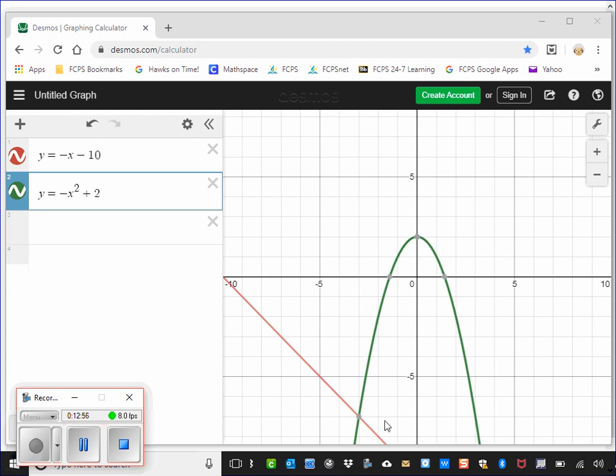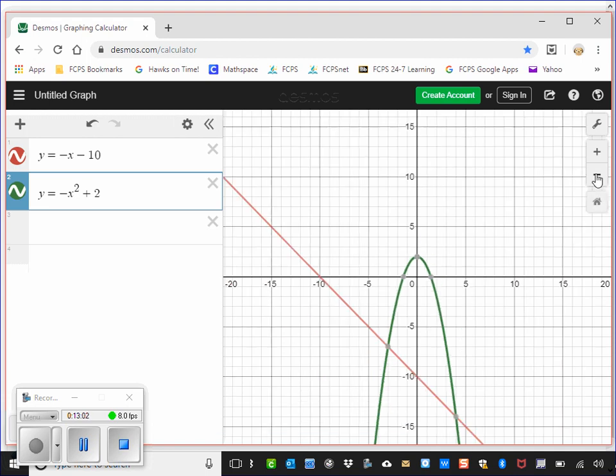All right, so I can see one answer clearly here, negative 3, negative 7. So to see the other one on Desmos, you want to press the negative sign to zoom out, and then I can see the other one, 4 and negative 14. So go ahead and just draw yourself a sketch of that and write those down. Negative 3, negative 7, and 4, negative 14.